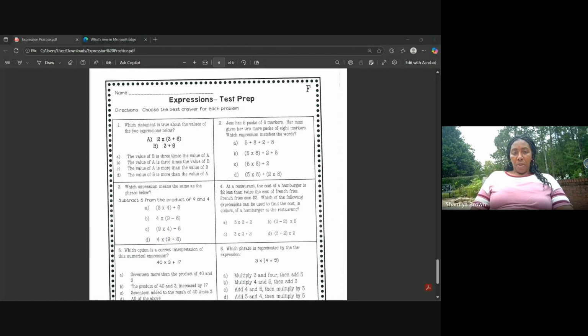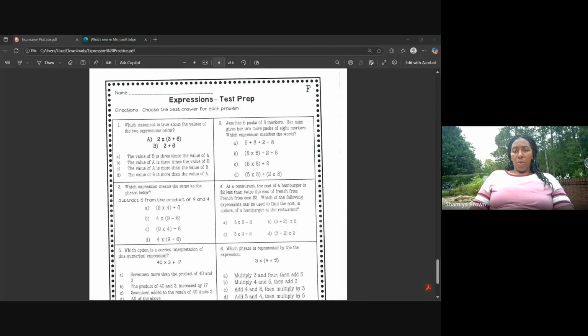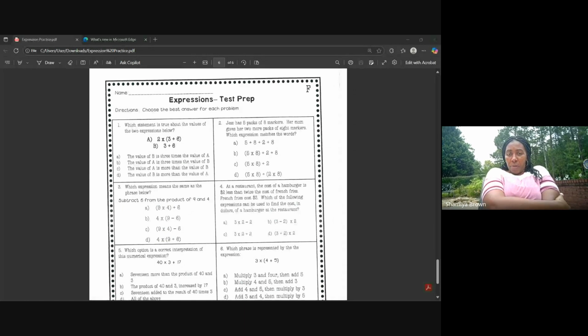Okay, let's look at number 4. It says at a restaurant, the cost of a hamburger is $2 less than twice the cost of French fries. French fries cost $3. Which of the following expressions can be used to find the cost in dollars of a hamburger at the restaurant? All right, so I have to read through this again. At the restaurant, the cost of a hamburger is $2 less than twice the cost of French fries. They do give me the cost of French fries, which is $3.